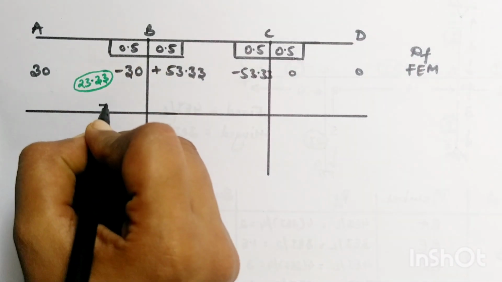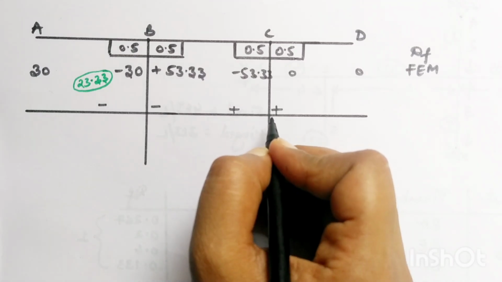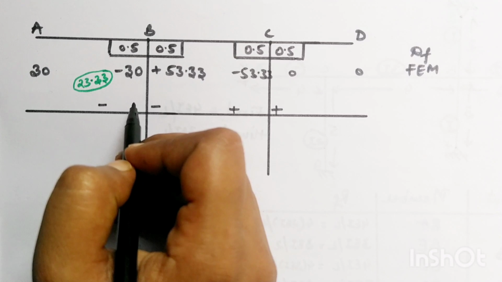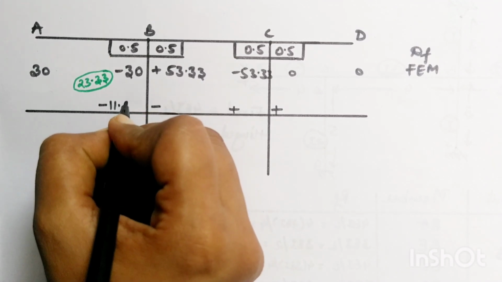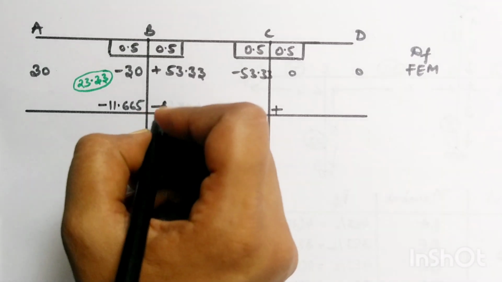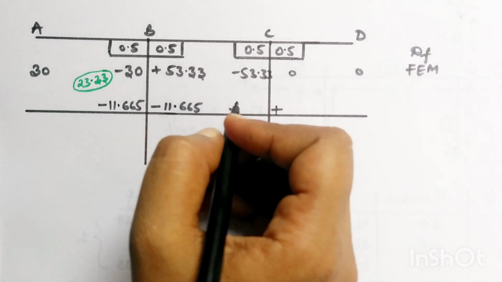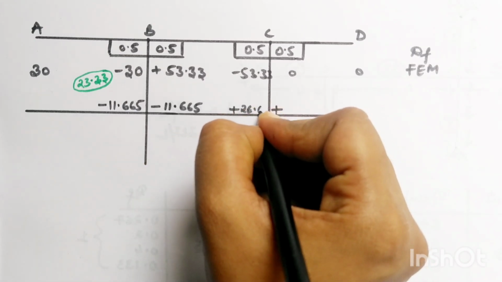So the sum is coming out positive. I am writing the opposite sign. Here it is negative, so I am writing positive, positive. Then multiply it and write it. So your DF into the amount of the difference you got and just write it. So here it is your 53.33 into 0.5.